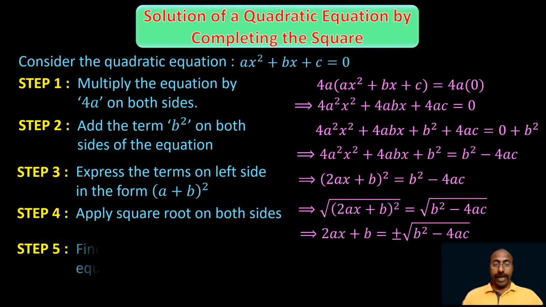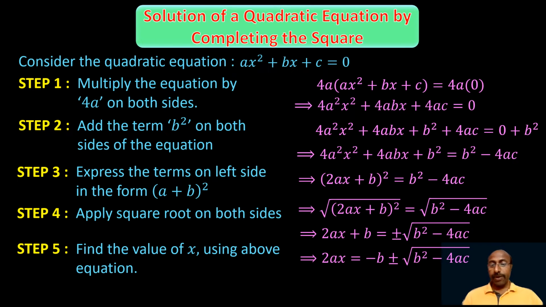And in step 5, find the value of x using the above equation. From this equation we can write 2ax is equal to minus b plus or minus under root b square minus 4ac. That is, we are transposing the term b on the left side to the right side. So from this we can write x equal to minus b plus or minus under root b square minus 4ac whole by 2a. In this way we get the value of x.